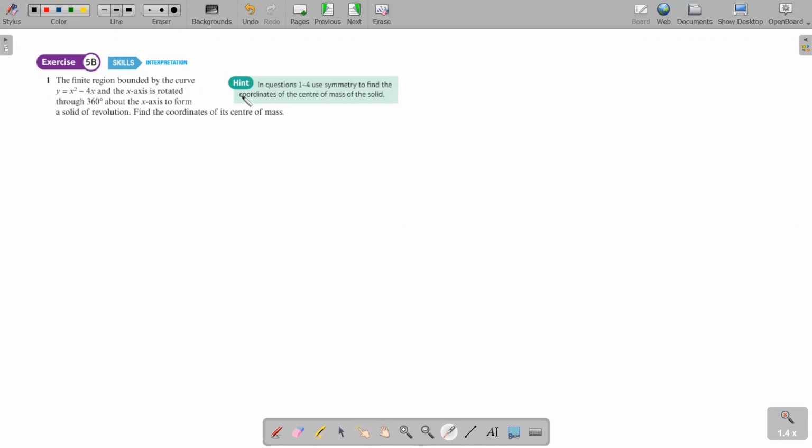And they have given you a hint here. In question number one, they are saying use symmetry to find the coordinates of the center of mass of the solid. So basically, they're asking you to use symmetry rather than going for the integration. So how do you use the symmetry to find the center of mass rather than using the integration?